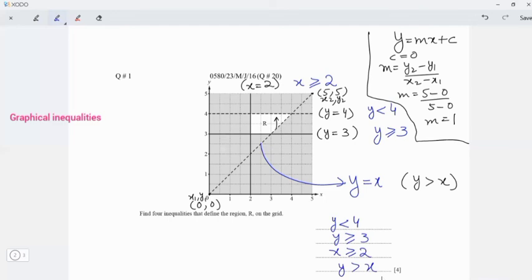We will discuss in the next video the next type of questions that are coming in your exams about the graphs of linear inequalities.